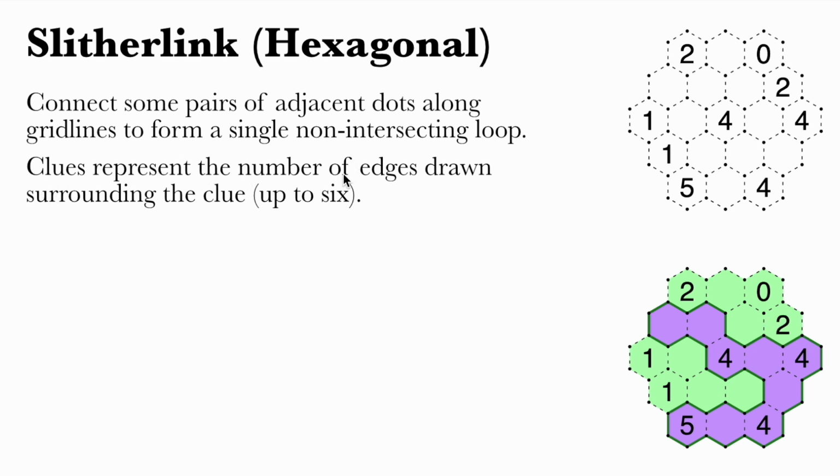Clues represent the number of edges drawn surrounding the clue, up to 6. So this 2 up here says there are going to be exactly 2 edges. In this case, it's this one and that one that touch that cell. The 0 has no edges around it. This 4 has 1 up here and 3 over here, so you can see they don't have to be adjacent to one another. And those are all of the rules of Slitherlink.